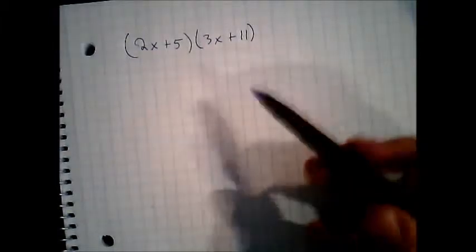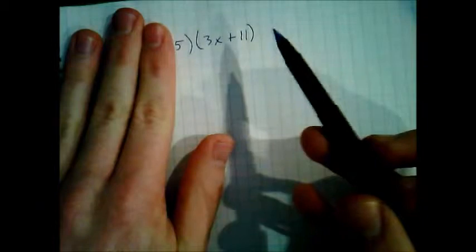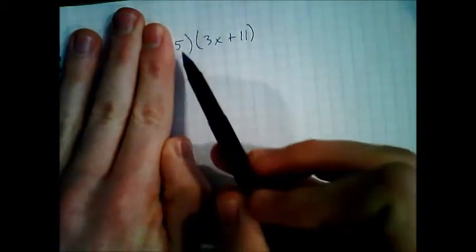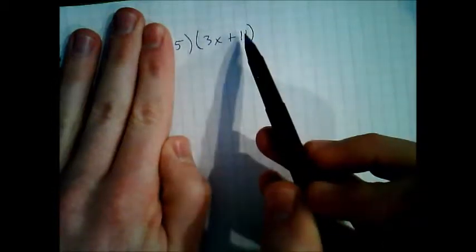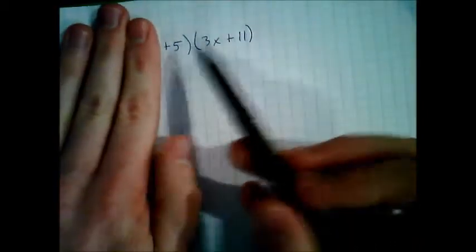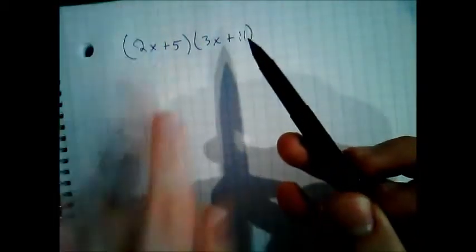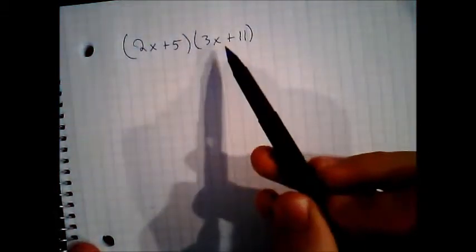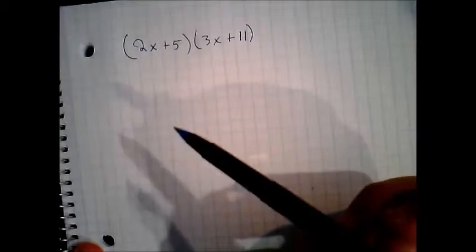What we want to do is, if we just had this 5, we would know we'd multiply everything on the inside of the second term by this outside 5. We do 5 times 3x and 5 times 11. But now we have 2 terms, so the idea is we just want to do the distributive property twice. So we're distributing this 5 through, and we want to distribute the 2x through. We want to multiply every single term in our second group by each term in our first group.